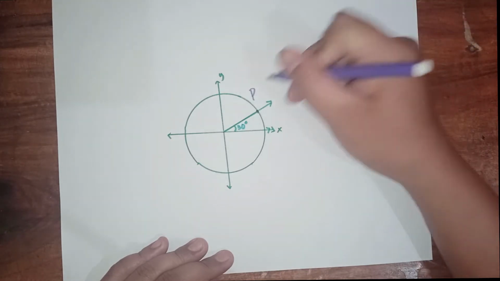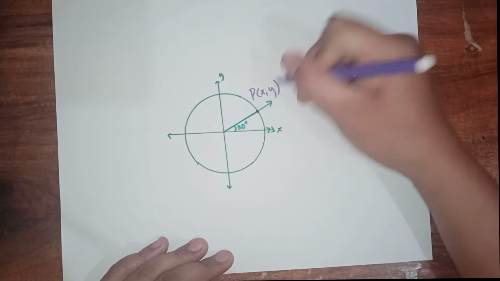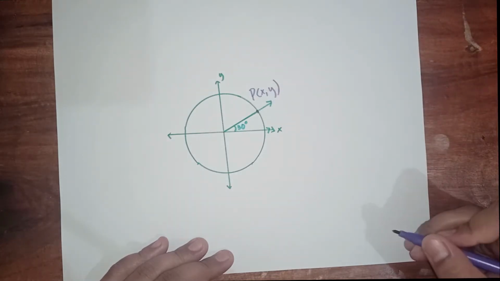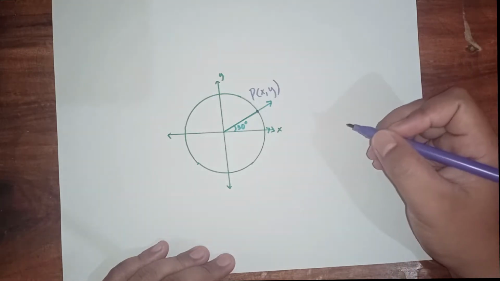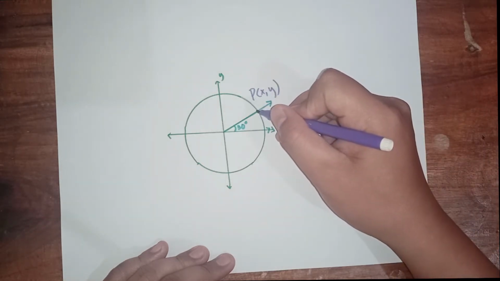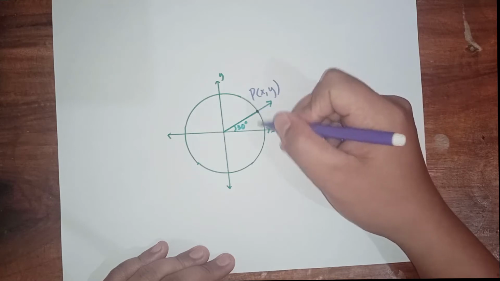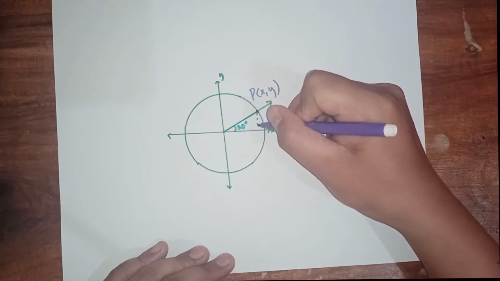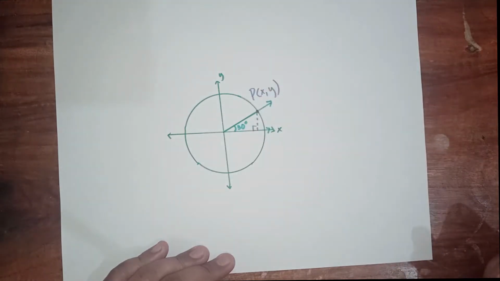With coordinates x, y. So, ito yung hahanapin natin mga boss, yung coordinate ng point P, which is (x, y). Okay? So, we're going to draw a line from the point of intersection of the terminal side and the point on the unit circle perpendicular to the x-axis. So guguhit tayo mga boss. Okay. So we form a right triangle.